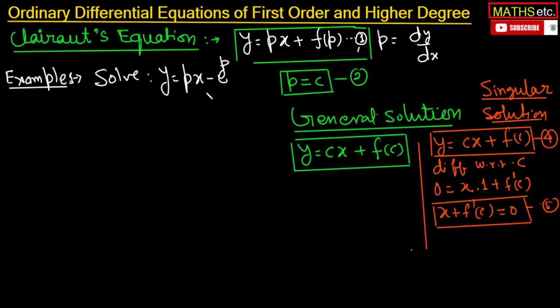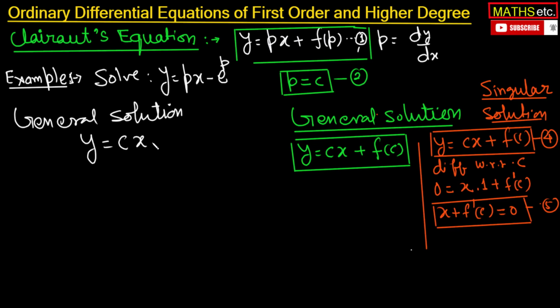How do we find the general solution? To find the general solution of Clairaut's equation, we simply replace p by c. So the general solution of this Clairaut's equation will be y equals cx minus e raised to the power c, where c is an arbitrary constant. The original equation is equation number 1, and this is our equation number 2. So y equals cx minus e raised to power c is the general solution of the given Clairaut's equation.